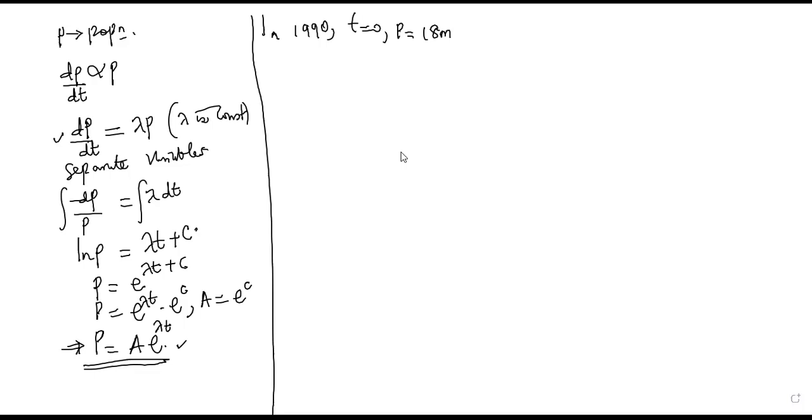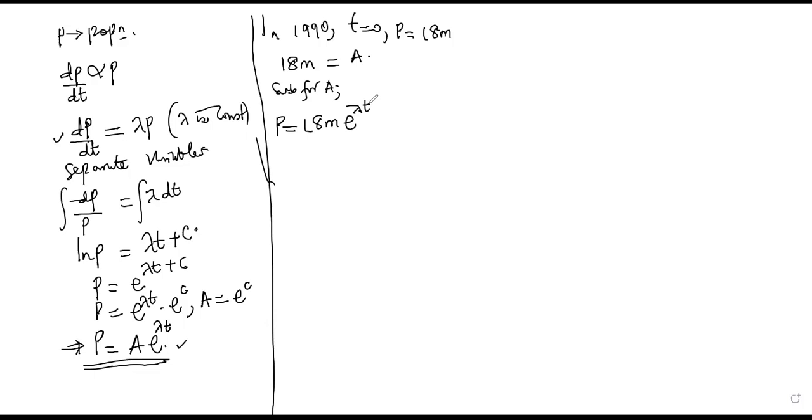So from here, it means that t is equal to 0, P is 18M. So I will have 18M. Don't say just 18, because the million may get lost. So 18M is equal to A, the whole of this is e to the power 0, which is 1, so it is equal to A. So substitute for A, it means that we shall have P is equal to 18 millions e to the power lambda t.